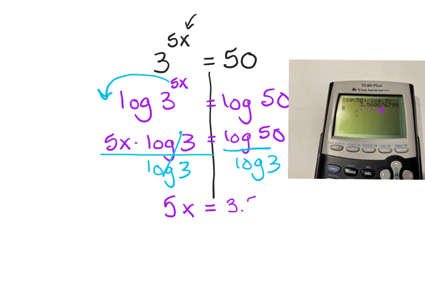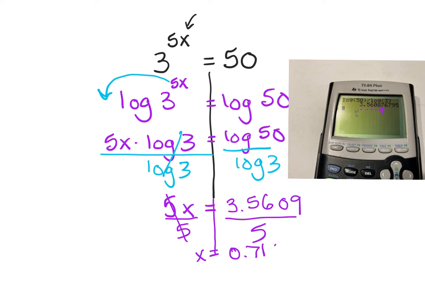So 3.5609. And then I still need to divide by 5 and divide by 5, which gives me x equals 0.7122. If you go back up to the beginning, 5 times my answer and 3 to that will equal 50.